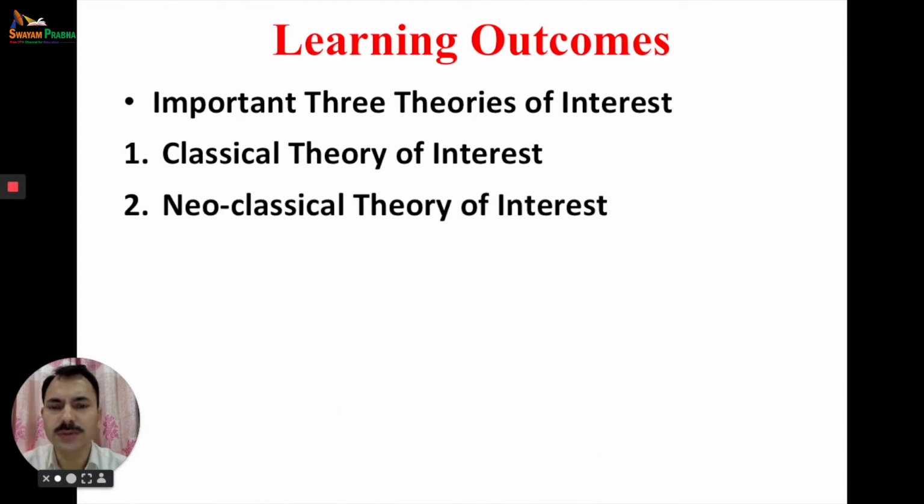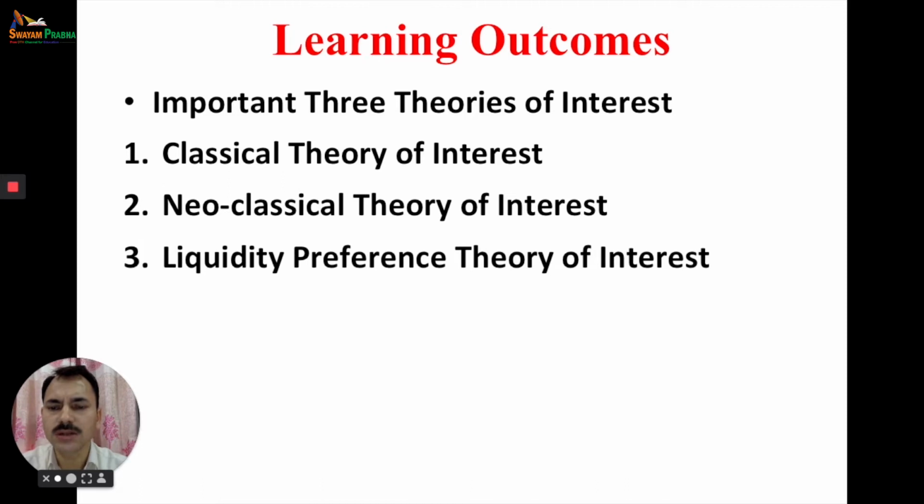New classical theory basically is the improved version of the classical theory. And third one, the liquidity preference theory of interest given by Keynes. The whole Keynesian theory is basically a demand side theory. According to Keynes, demand creates its own supply, not supply creates its own demand. As classical says that supply creates its own demand, whereas Keynes says no, demand creates its own supply.